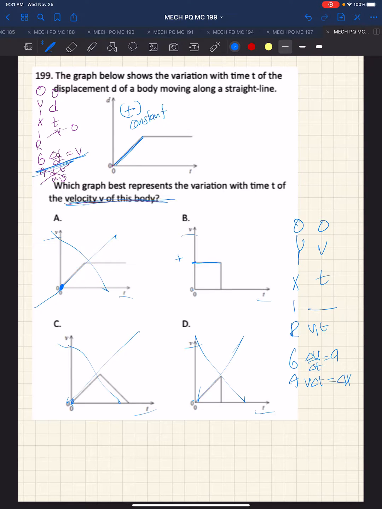Now let's see what happens. The slope is positive and constant, and then the slope becomes 0. So when we go to this period of time, this time t, the velocity, which was a positive number, drops to 0, which is exactly what we'd expect, and that is why the correct answer is choice B.